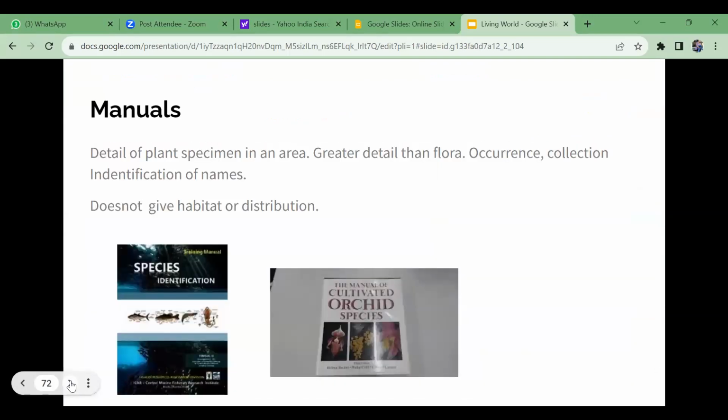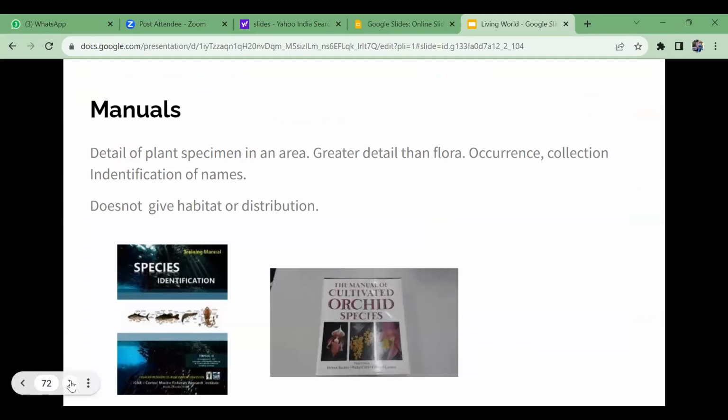Next is about manual. So manual is about detail of a plant specimen in a given area. एक plant specimen, एक area में पूरा detail वहां पर लिखा हुआ है. Great detail, greater detail than flora.